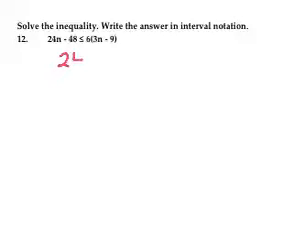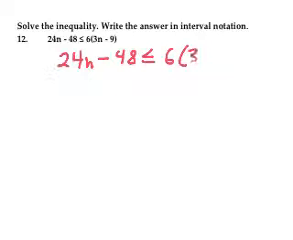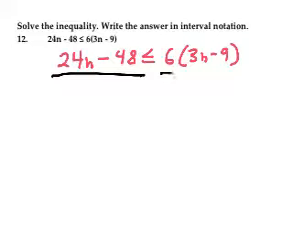24n minus 48 is less than or equal to 6 times 3n minus 9. Okay, so we do the same thing we do if we're going to solve an equation. We simplify both sides. So there's nothing on the left side to simplify, right? But there is on the right side. We have a distribution. So we'll multiply the 6 times the 3n and the 6 times the negative 9.